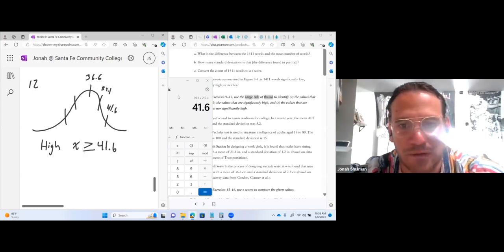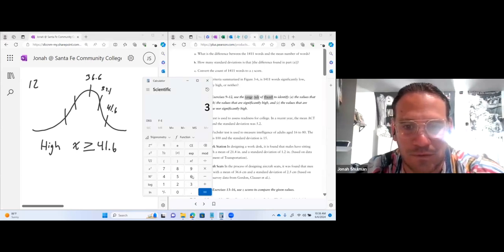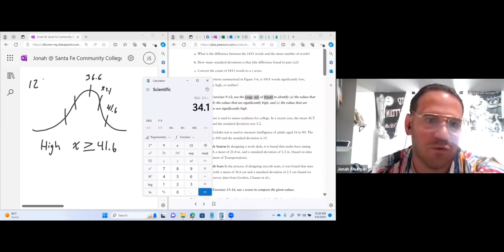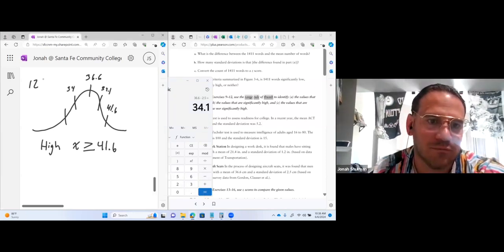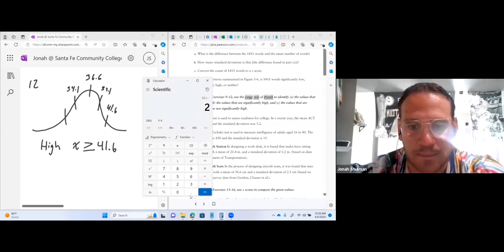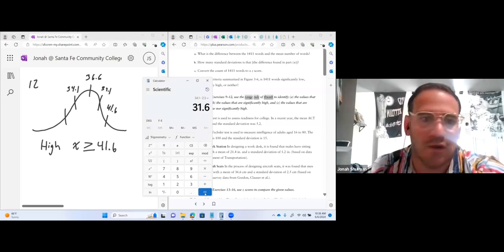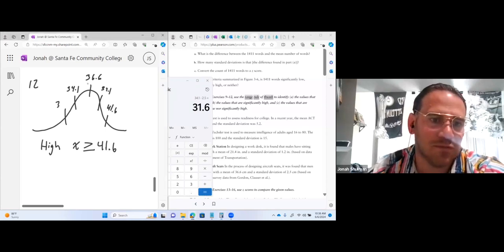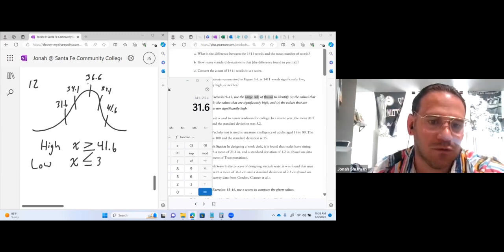Okay, let's do the other way. 36.6 minus 2.5 is 34.1. All right, minus 2.5 is 31.6. So that's fun. It's 10 away. It makes sense because it's 2.5. So the low has got to be less than or equal to 31.6.